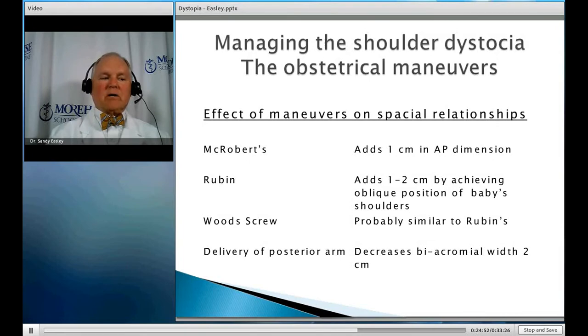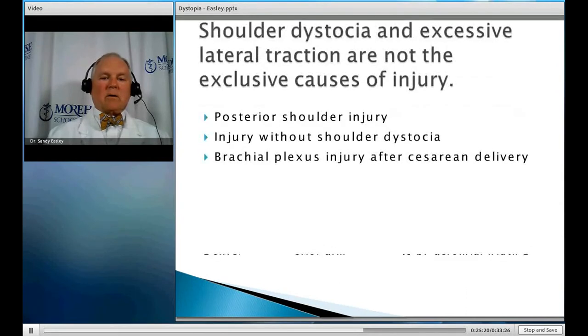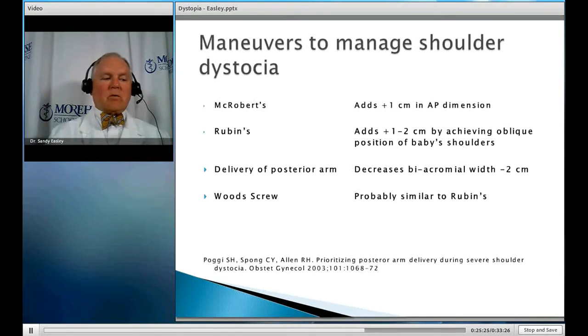Delivery of the posterior arm effectively decreases the shoulder width, traversing the outlet by the diameter of the upper arm, increasing that width about 2 centimeters. The wood screw is actually the reverse of the Rubin's and probably is effective in the same mechanism that the Rubin's enjoys. We'll have plenty of time to practice the maneuvers on the mannequin when you do your training.